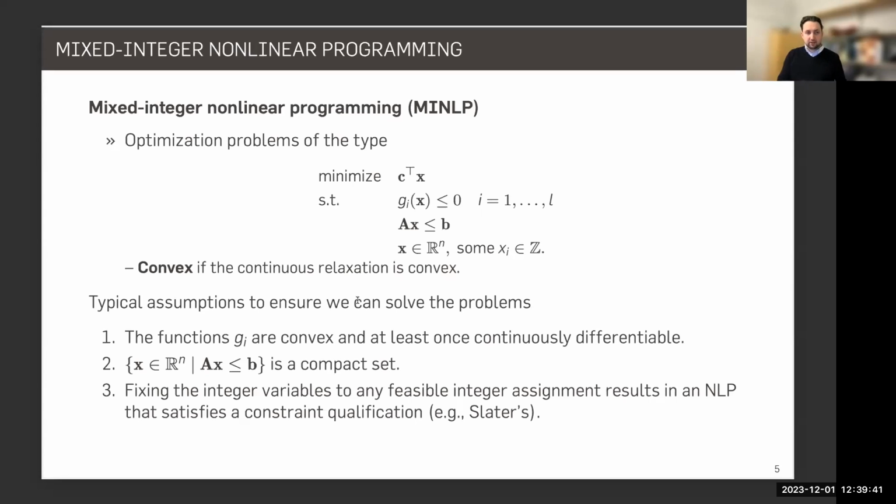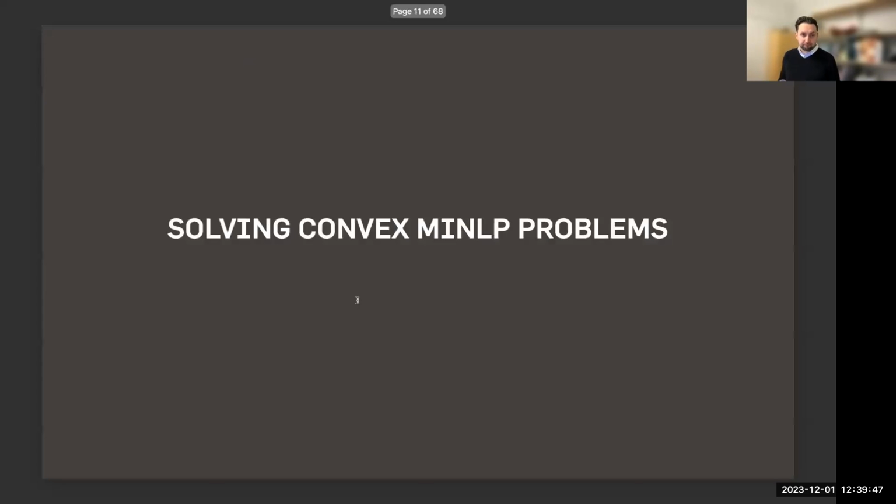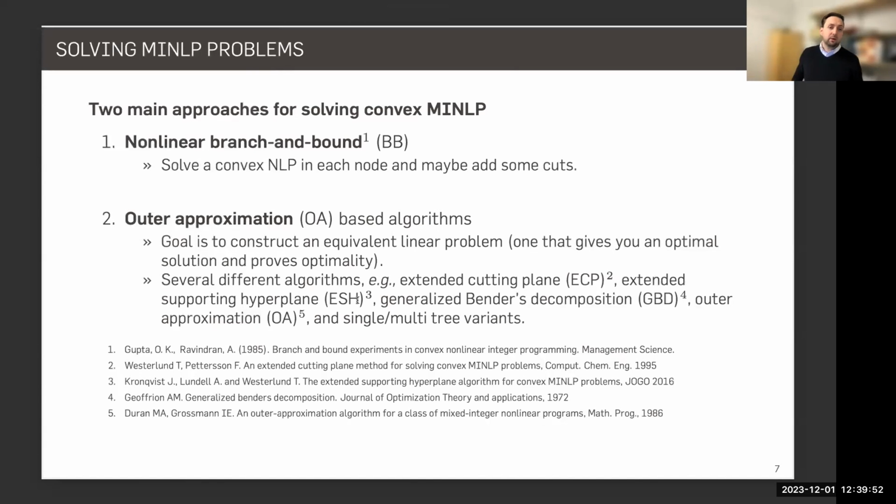But if we assume these properties on the problem, then we know that our favorite algorithms will converge for this type of problems. So let's look at how we solve them. I would like to think of it as two main approaches for solving convex MINLP. First of all, we have nonlinear branch and bound.